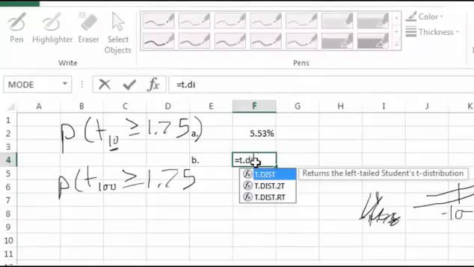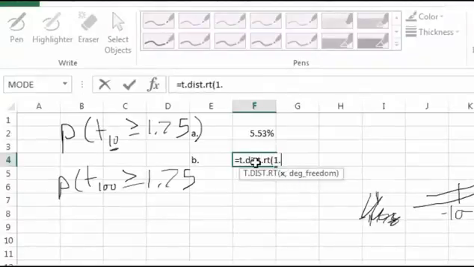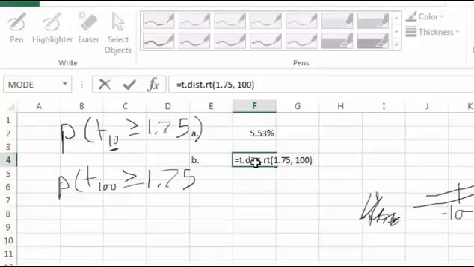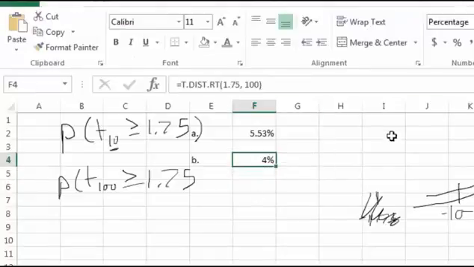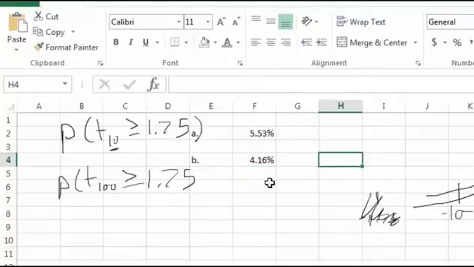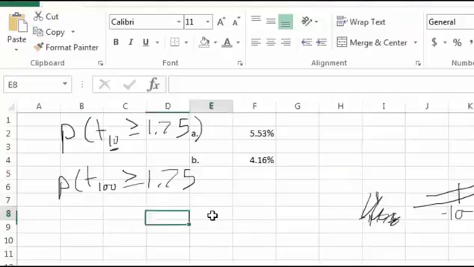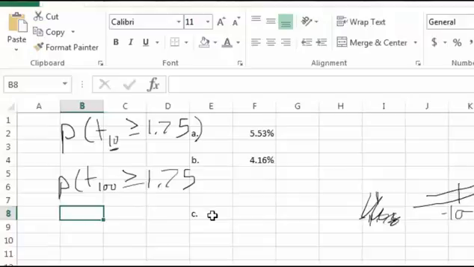Equals t.dist.rt, x is 1.75, degrees of freedom 100. Okay, so we're looking for a number much closer to 0. And indeed, it's 0.04. Not a whole lot closer, but it's substantially smaller. It's about 20% smaller. So that verifies what we expect to see based on the definition of the t-distribution. Okay, so let's keep moving on.